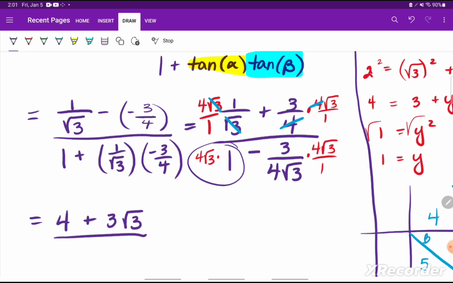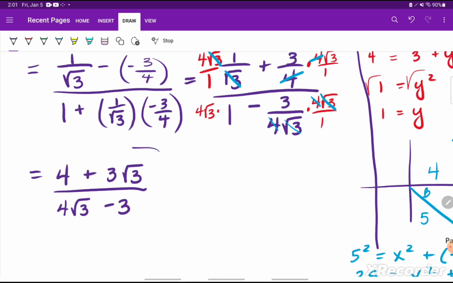This first pair in the denominator doesn't have a denominator, so that's just 4 square root of 3. And then in our last pair, the 4 cancels and the square root of 3 cancels, and we're left with just minus 3. I'm okay with this answer as is. You could rationalize it by multiplying by the conjugate of the denominator, but I'm totally okay with this as an answer.